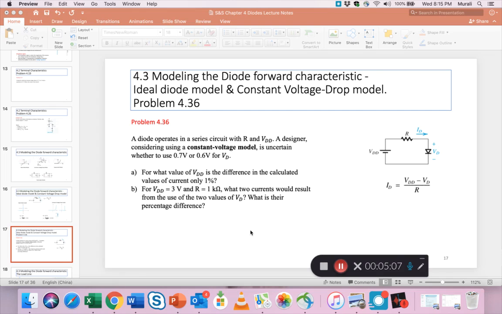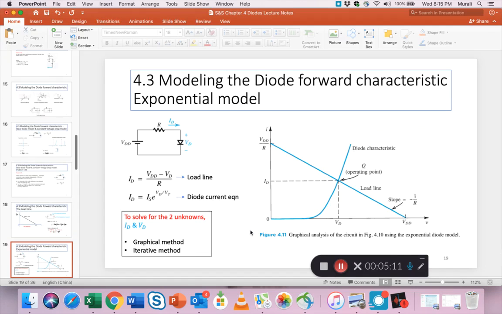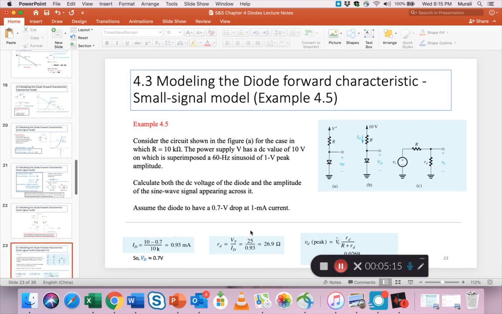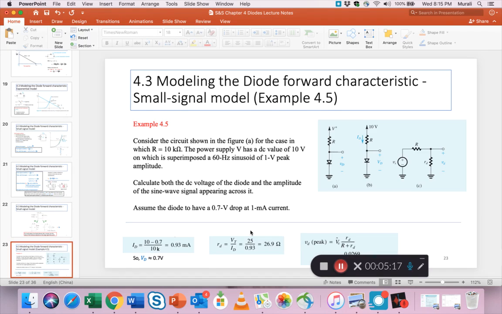4.36 from the textbook. I will move on to slide 23, and on slide 23 I'm actually looking at an example from the textbook. So this is example 4.5, and this should be in your textbooks.